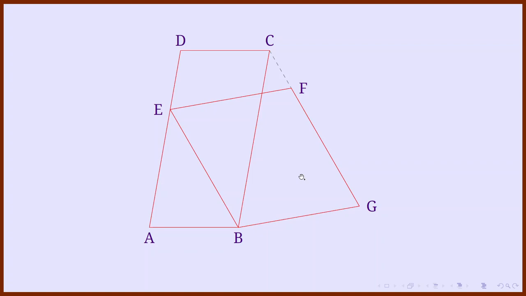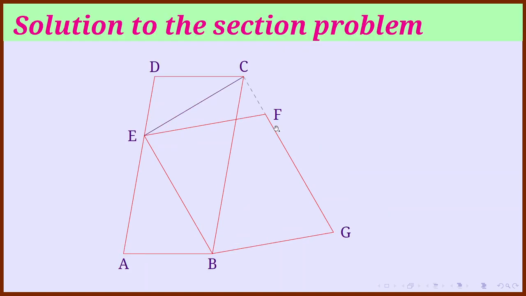So what we do? We again join E and C, and then we'll look at the triangle BEC. This triangle is lying between two parallel lines, AD and BC. And the same triangle is also lying between two parallel lines, BE and GC.